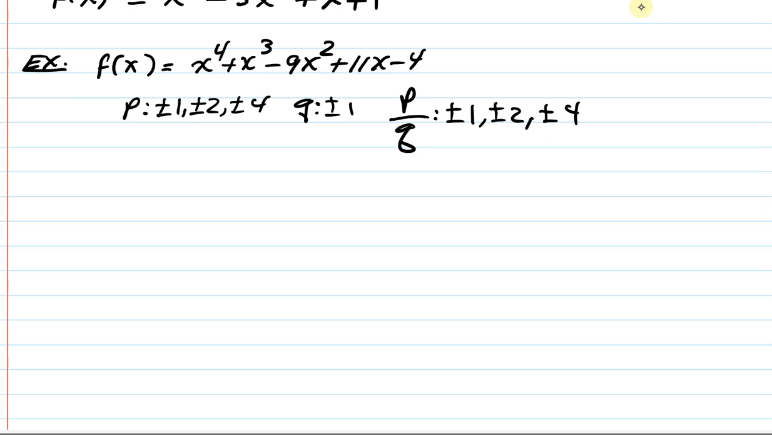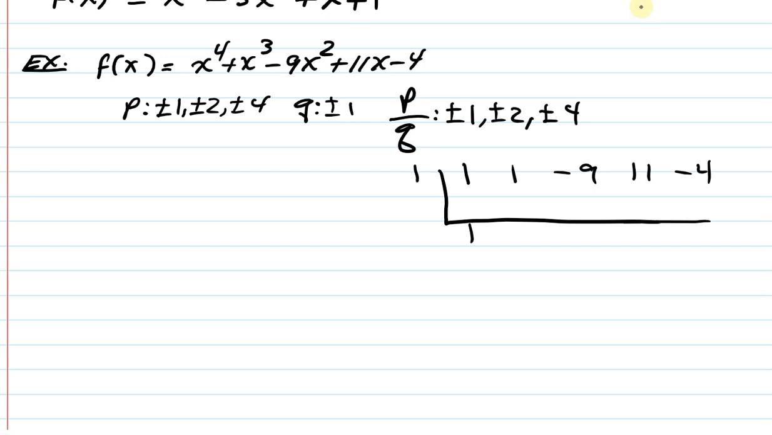Now, synthetic division. Usually we try just 1 and negative 1, and hopefully they work. If not, we go to higher numbers. The coefficients of the polynomial are 1, 1, negative 9, 11, negative 4. Let's try 1. Bring down the 1, multiply, add, negative 7, multiply, add, multiply. Yes, it worked. Perfect. So we do have a 0 at this point.